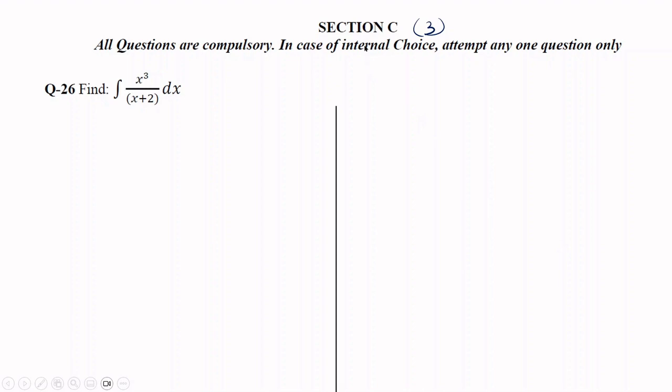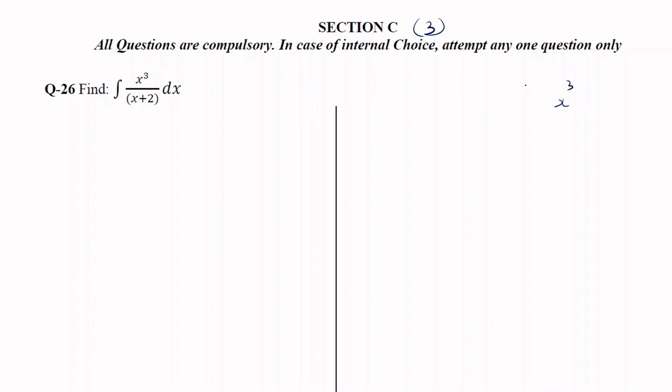Next we have the next section, section C. Here each question carries 3 marks. All questions are compulsory. In case of internal choice, attempt any one question only. So here we have to find integral x cube upon x plus 2 dx. So here we can see that the degree of numerator is more than the degree of denominator. So let us do long division and then simplify.